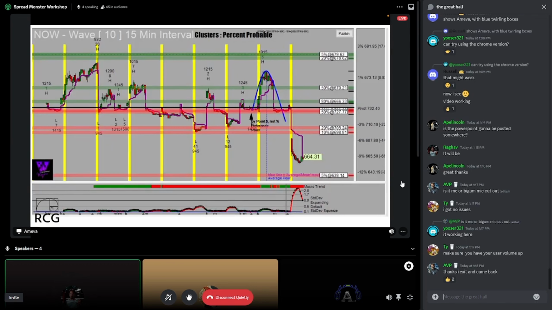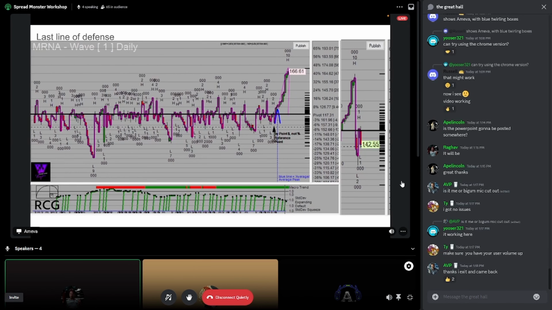Now, one more thing I would like to tell about the mean wave is that sometimes you will see that the mean wave is really close to the pivot. Like on the Myrna chart, you can see that the mean wave is quite near to the pivot. But can we move to the next slide?